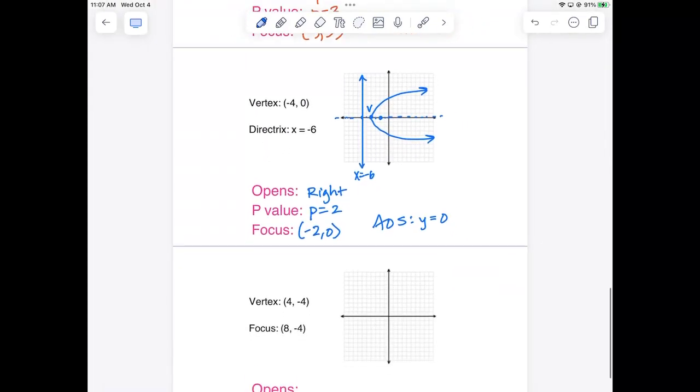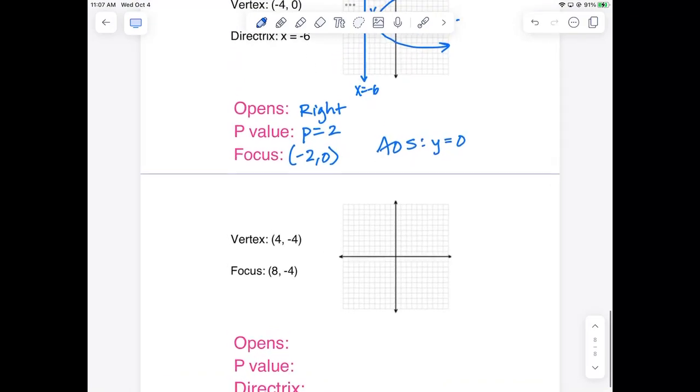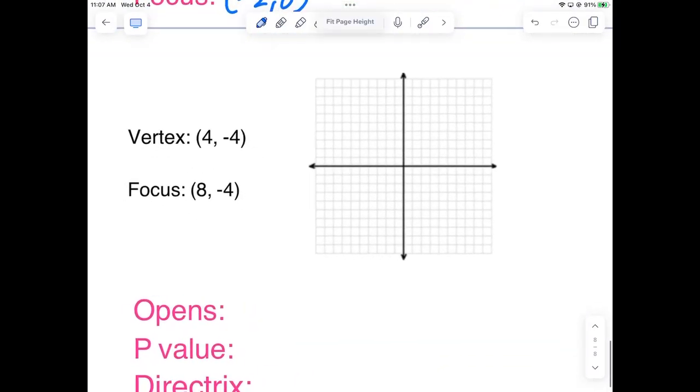Okay, last one here. Go ahead and do this one on your own as well.